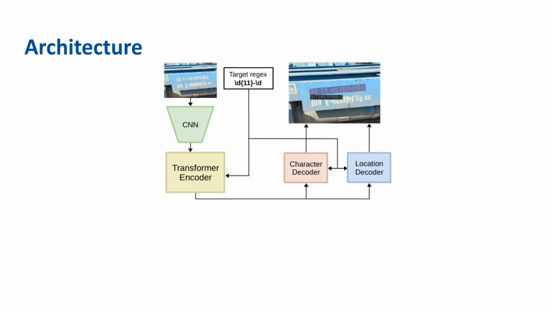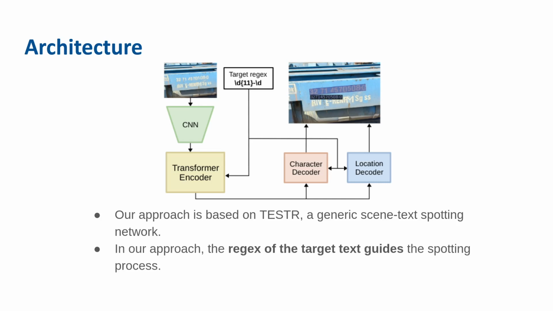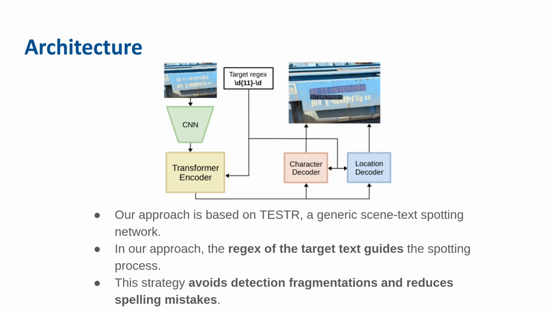The structured text spotter, or STEP for short, is the model we use to tackle this problem. This architecture is based on TESTR, which is a generic text spotting network that uses transformers. In our architecture, we use the regex of the text we want to read to bias both the encoder and the decoders of the network. That includes the localization and the reading of the text. Biasing the network this way avoids detection fragmentations and reduces spelling mistakes.